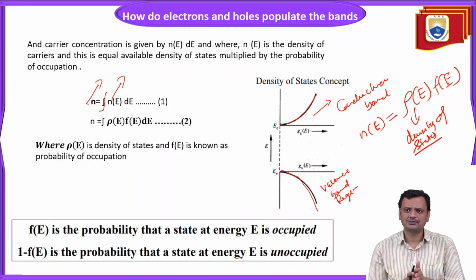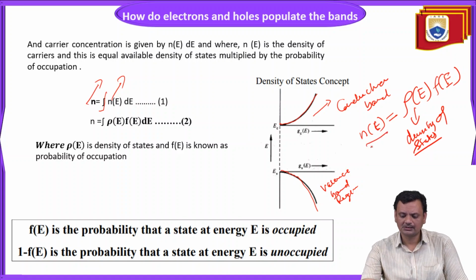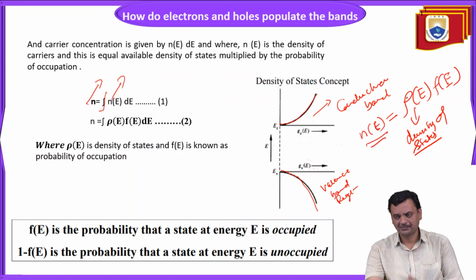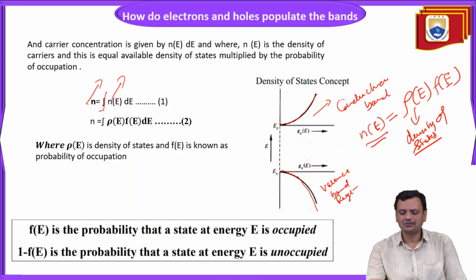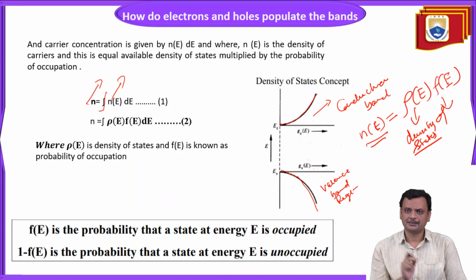That's why the density of state is very, very important. So see this. In this, Ne, the density of charge carriers, is equal to rho(E) multiplied by F(E). So this rho(E) is nothing but the density of states, and this F(E) is nothing but the probability of occupation of charge carriers for a particular energy E.